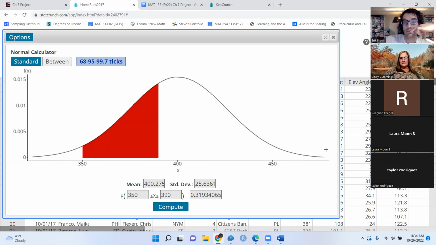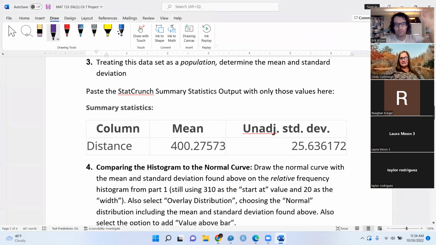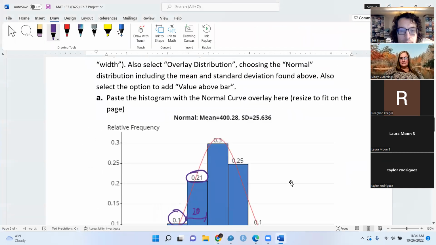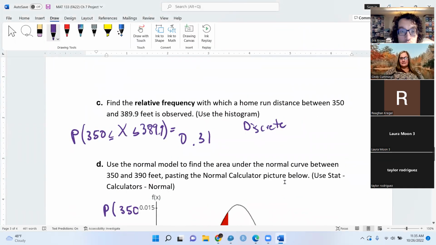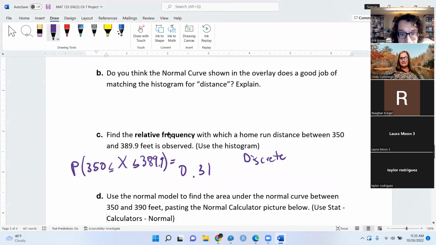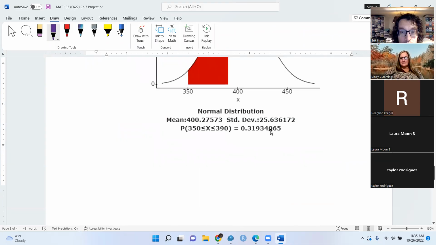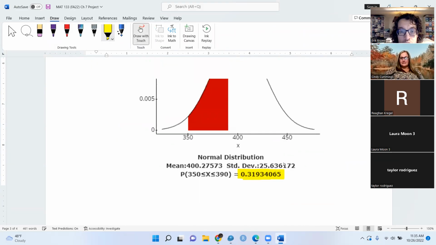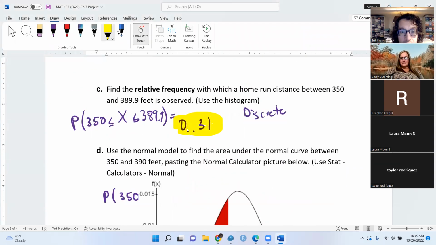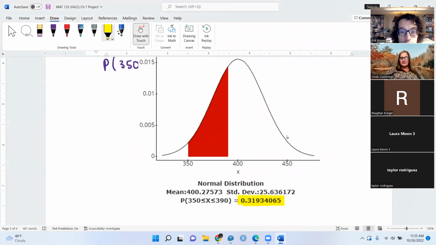So Laura, you got it? Yeah, I'm getting it over there right now. Okay, awesome. Okay, so let's see. You've got the normal curve now with the actual thing. So this is our value right here, which is very similar to the number we had right here. Feels good.